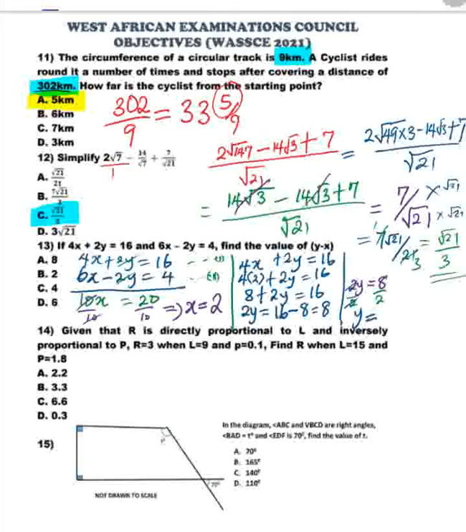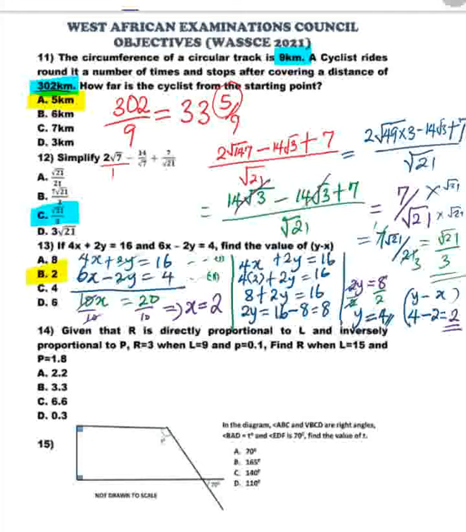Y will be equal to 8 divided by 2, which is 4. Now back to the original question. The question says, find the value of y minus x. So y is 4, minus x is equal to 2, and this will give us 2 as our final answer. Therefore, the correct answer is 2, and the correct option is B.